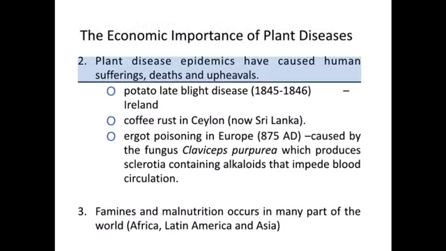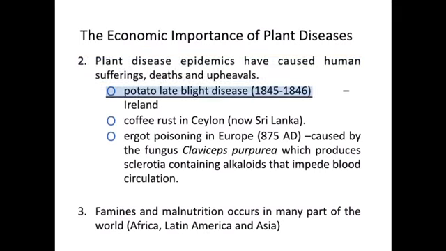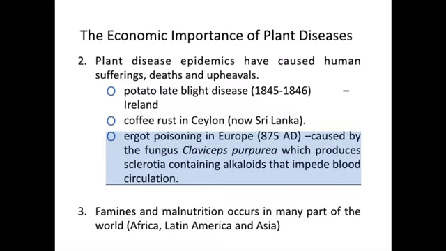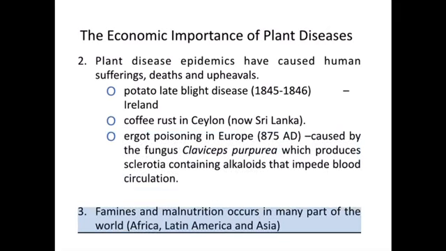2. Plant disease epidemics have caused human suffering, deaths, and upheavals. Potato late blight disease, 1845 to 1846, Ireland. Coffee rust in Ceylon, now Sri Lanka. Ergot poisoning in Europe, 875 AD, caused by the fungus Claviceps purpurea, which produces sclerotia containing alkaloids that impede blood circulation. 3. Famines and malnutrition occur in many parts of the world: Africa, Latin America, and Asia.